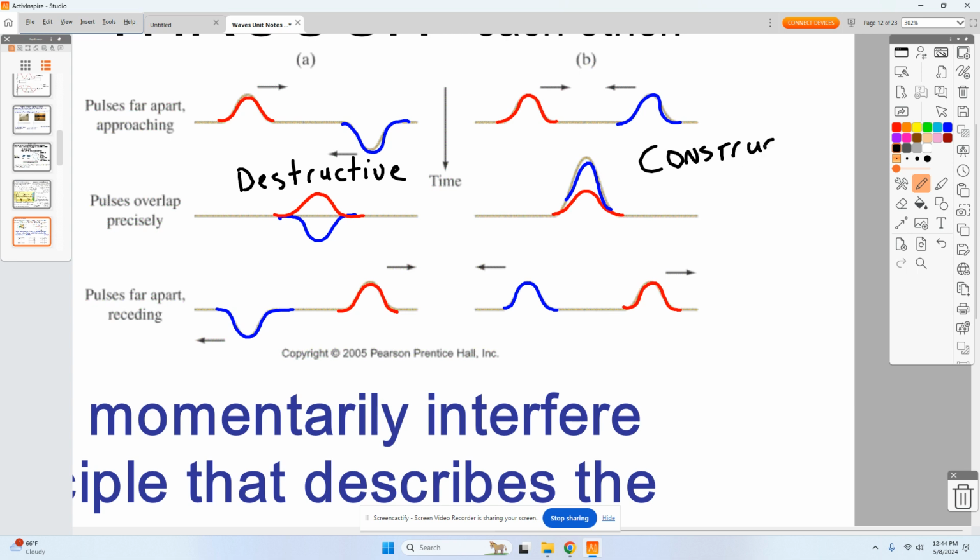Now, my question for you is, which kind of interference do noise-canceling headphones rely upon? Destructive. Raise your hand if you've heard of noise-canceling headphones. Some of you may even have them. How do they work? This is an exam question. Describe how noise-canceling headphones work. This is a question on your exam. They take advantage of destructive interference.